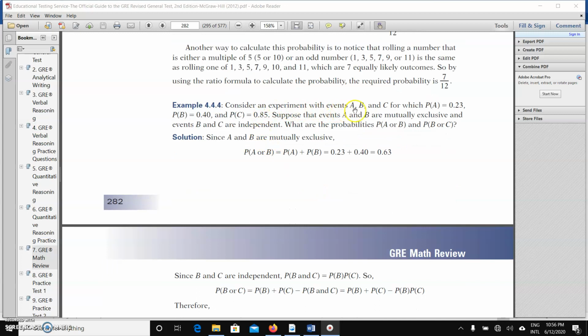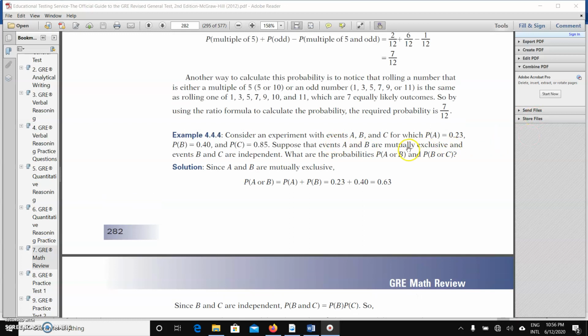Consider an experiment with events A, B, and C, for which P(A) equals this, probability of B equals this, and probability of C equals this. Suppose that the events A and B are mutually exclusive, and events B and C are independent. What is the probability of A or B, and B or C? Now, I told you this way they are going to test your knowledge of independent and mutually exclusive. They told you that A and B are mutually exclusive.